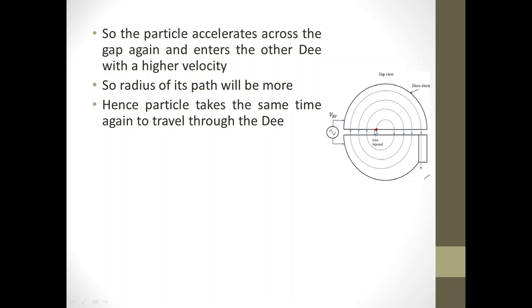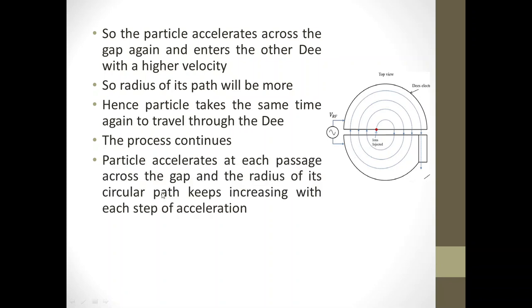So the condition is that for each circular path, the time taken by the particle to travel through this semicircular path is equal to half the time of this applied AC. So every time the particle reaches the gap, the polarity changes. The process continues and the particles keep on accelerating across the gaps and keep on traveling paths of higher and higher radius. So the particle accelerates at each pass across the gap and the radius of the circular path keeps increasing with each step of acceleration.